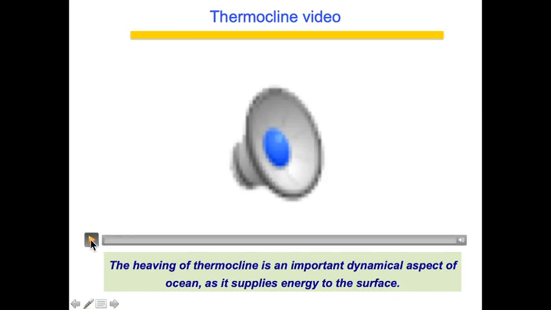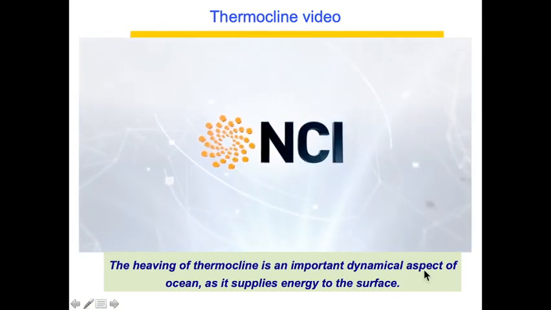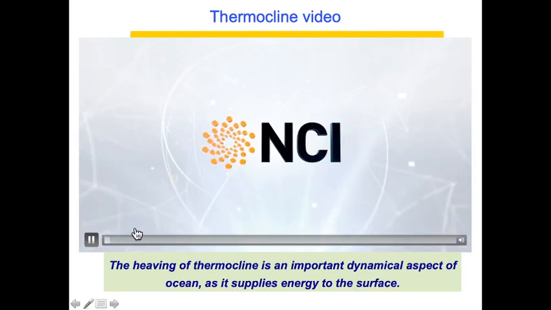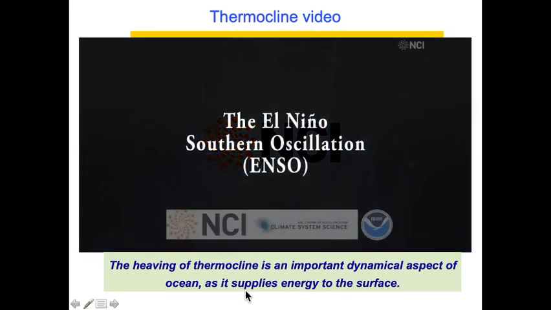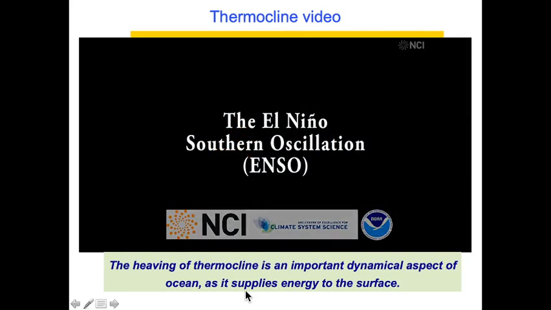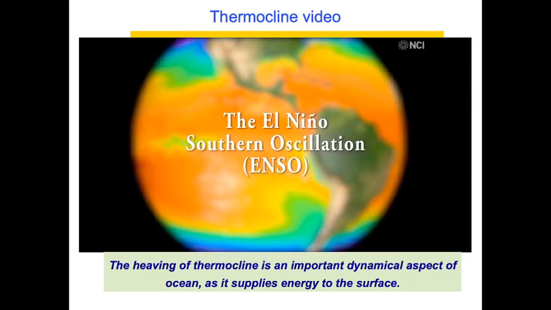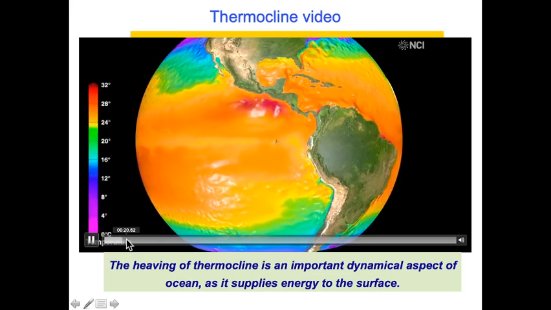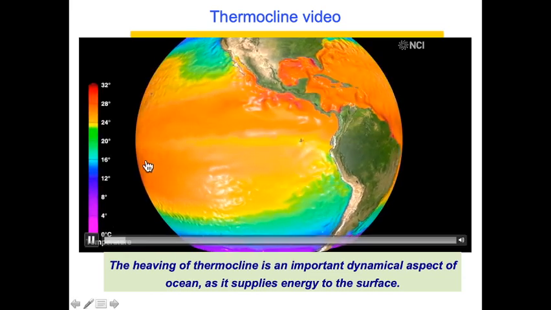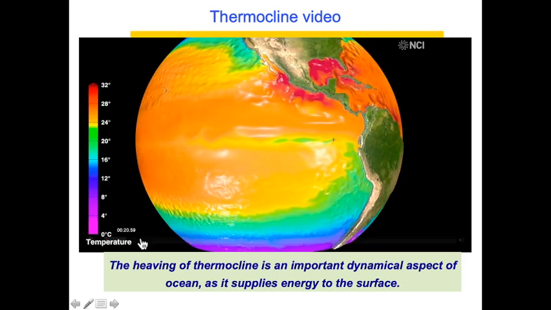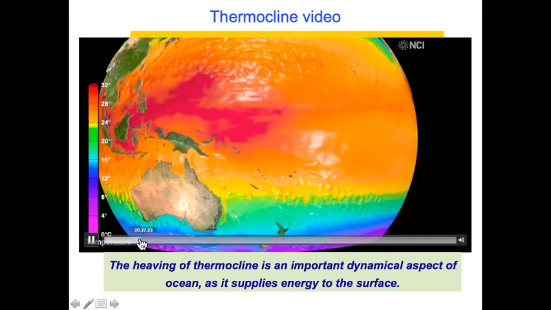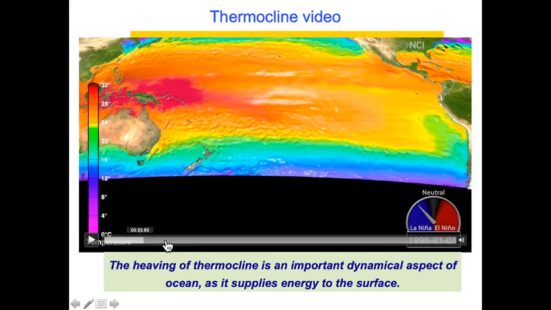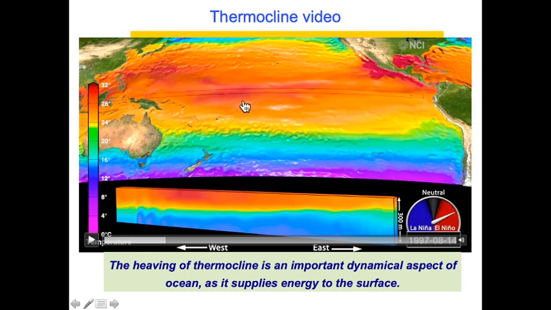So this video shows the importance of the heaving of the thermocline, because as the thermocline heaves, it supplies energy to the surface, which sets up the sea surface temperature and hence the evaporation. This is a video from NOAA, the nodal US agency. So what we are seeing here is the Pacific. On the top is the top view, and on this side is the side view.